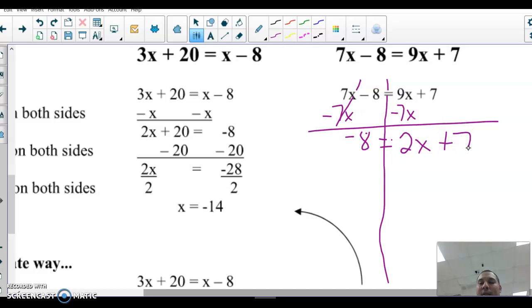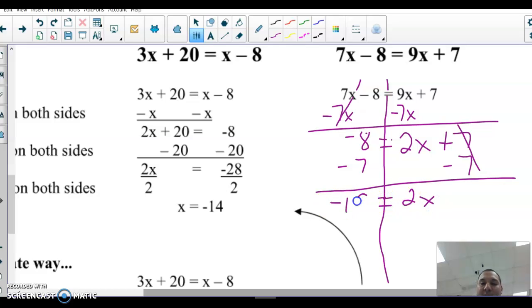All right, now let's get our constants to the other side. It's just a two-step equation at this point. Minus 7, minus 7. 7 minus 7 is 0. 2x plus 0 is just 2x. Negative 8 minus 7 is negative 15. And let's divide by 2. 2 divided by 2 is 1. 1 times x is just x, your identity property. So x is negative 15 over 2. Plug it back in to check your answer.